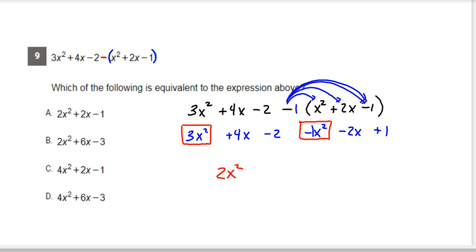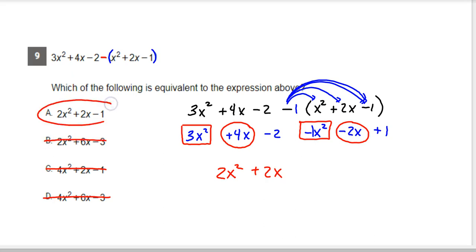Right there, that eliminates a couple choices. And it looks like I need to go further. So I have a positive 4x and a negative 2x. Those add together to make positive 2x. And that pretty much wipes the others out, and it looks like A is the answer. I'll go ahead and finish it though. A -2 and a +1 will give me a -1. So that's one way to handle when you're adding and subtracting terms and you have a minus in front of a parentheses.